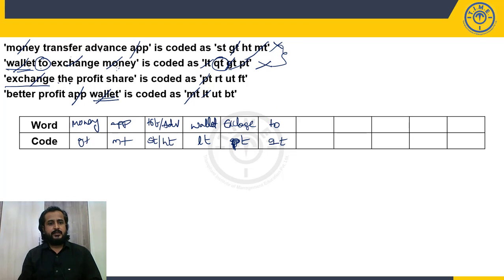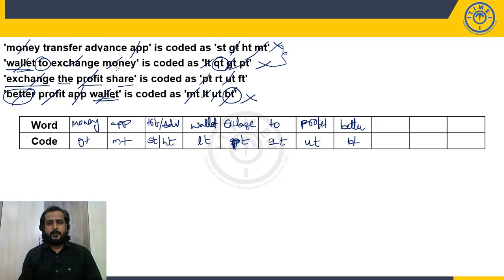Now in the third statement, the profit share. Do you have the? No. Profit? Yes, I have profit here. So profit is the only common word in the third and fourth. What is the only common code? UT. Now look at the fourth statement. What is the only leftover word? Better. Leftover code? BT. So the code for better is BT. Now the fourth statement is completely done.